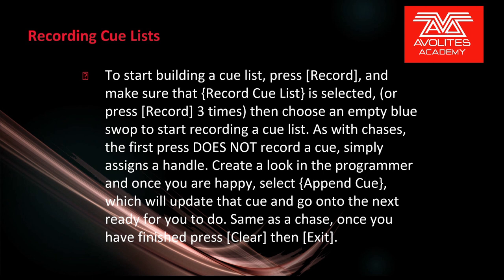To start building a Cuelist, press record and then make sure that record Cuelist is selected, or like we did with Chases, we can just hit record three times and take it straight to recording a Cuelist, and we'll show that here in a minute. As with Chases, the first press does not record a cue, it simply assigns a handle. Create a look in the programmer, and once you are happy, select append cue, which will update that cue and go to the next to be ready for you to do. As with the Chase, once you have finished, press clear and then exit.